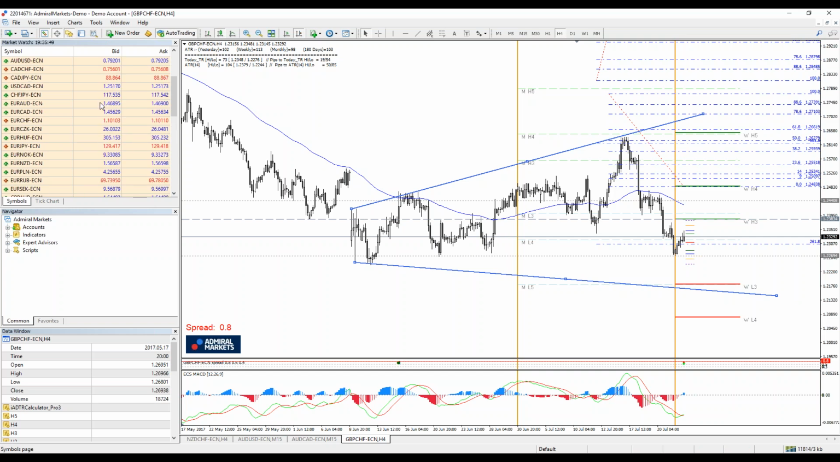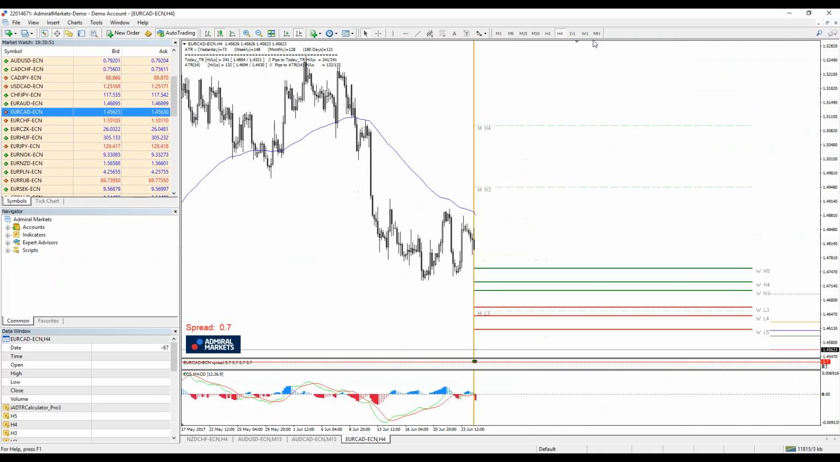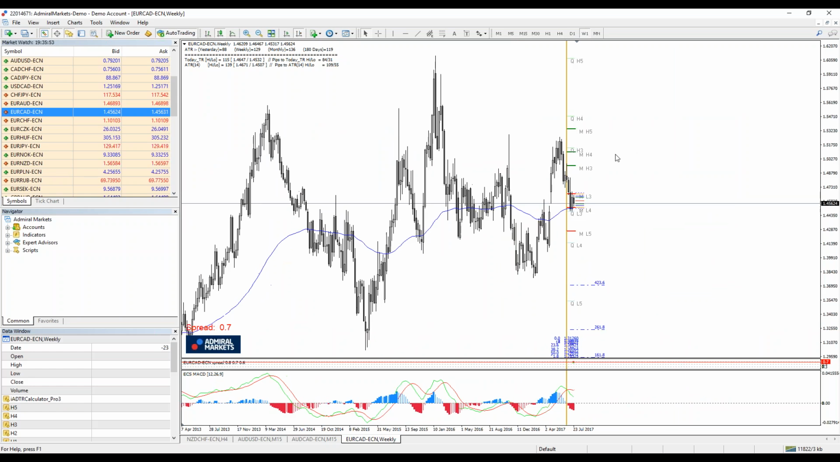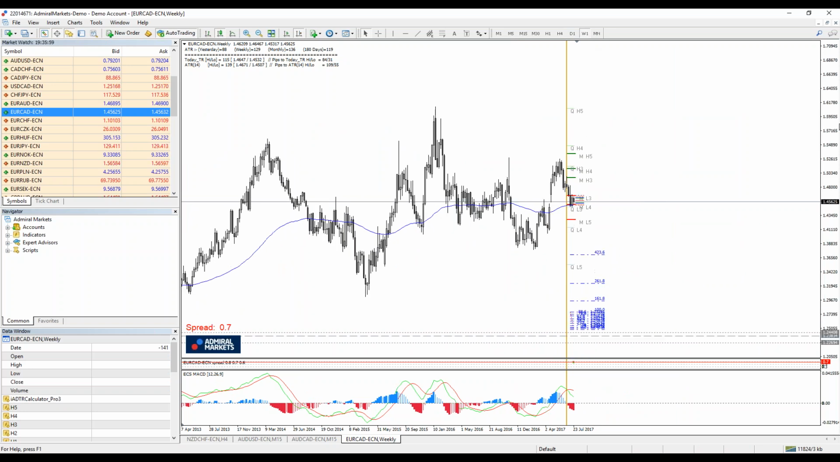EuroCAD weekly chart. Okay, EuroCAD weekly. EuroCAD weekly, definitely a lot of levels here. It's rejecting now. Let me clear this.